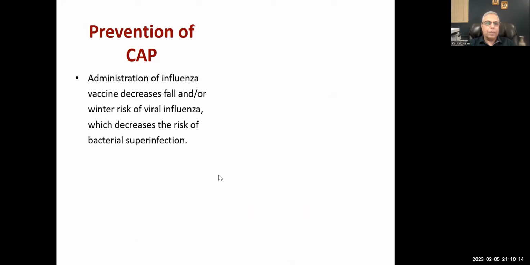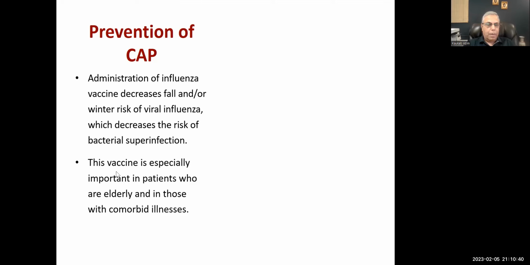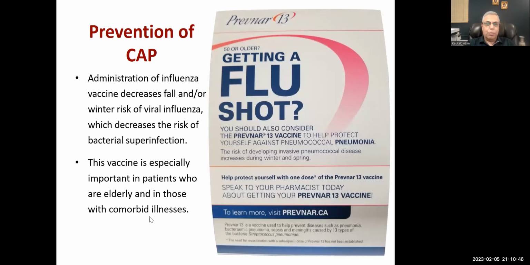And then prevention of community acquired pneumonia, administration of influenza vaccine. Every year you have to give influenza vaccine to elderly people. In fall, which means autumn, August, September, something like that, okay? That is fall. Or winter, there is a risk of viral influenza, which the vaccine decreases, and that lowers the risk of bacterial superinfection. This vaccine is especially important in patients who are elderly and with comorbidities, and this is the flu shot that you have. And that is all for this lecture.